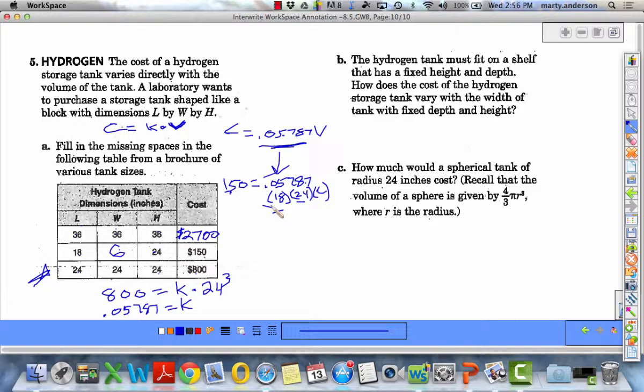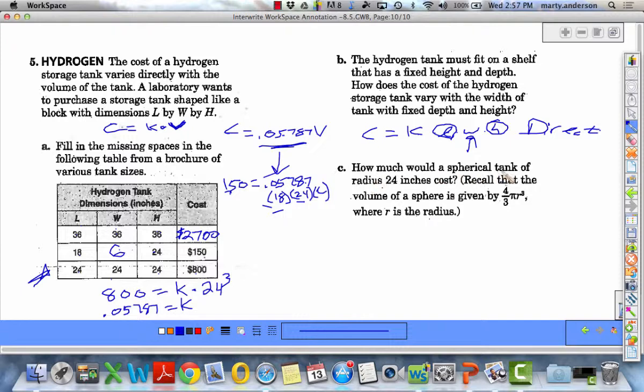Next one, the hydrogen tank must fit on a shelf that has a fixed height and depth. How does the cost of the hydrogen storage tank vary with the width of the tank with fixed depth and height? Well, cost equals my constant times length times width times height. So if this is fixed and this is fixed, then width is the only variable, and these three together become the constant of variation, which means this is still direct variation.